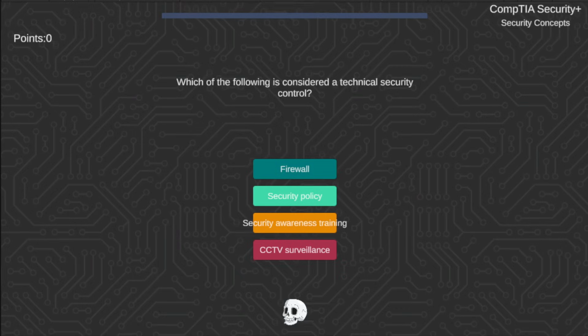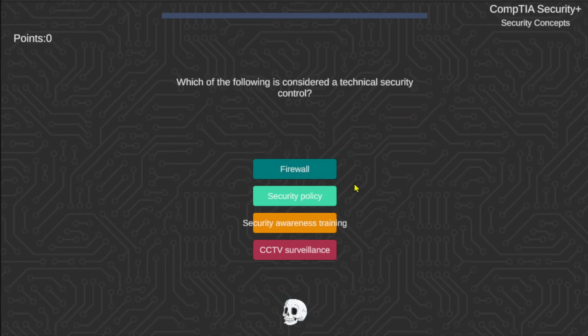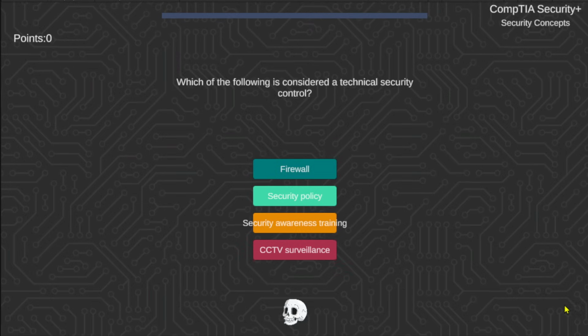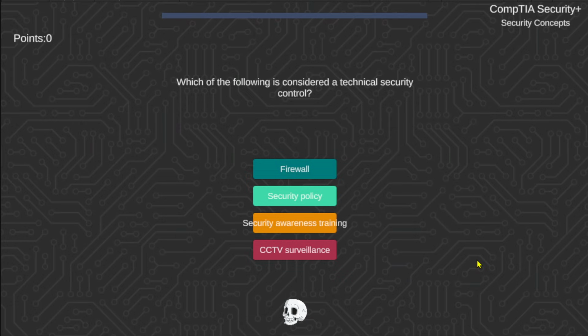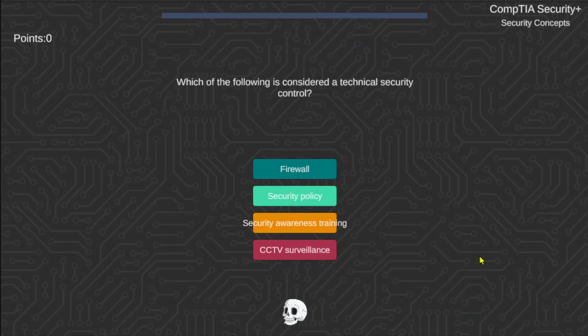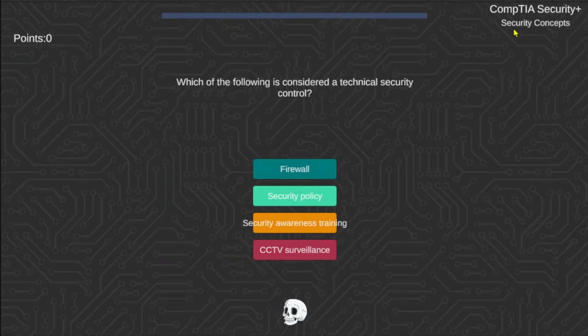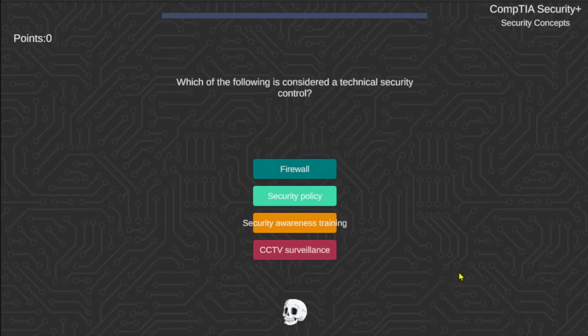If you guys are not familiar with this little software application that I wrote, we have the question, we have 4 possible answers, we have this little skull down here which is going to remove some of the incorrect answers until we are left with the correct one. Then we have the exam that we're drawing from and the section that we're drawing from on the top right-hand corner.